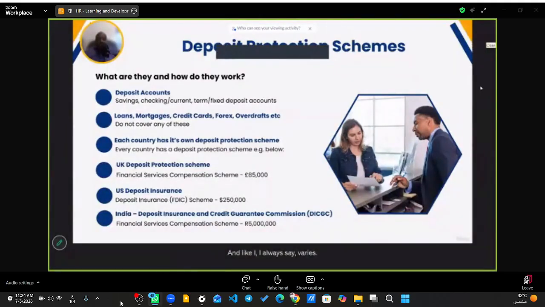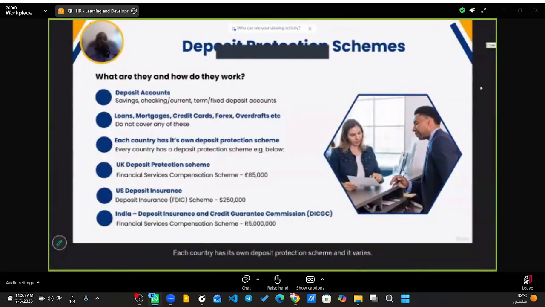And like I always say, it varies. The features and the coverage and the requirements vary depending on the country and the jurisdiction you are in. Loans, mortgages, credit cards, forex, overdrafts, and other products that we've discussed as relates to retail banking are not covered. These are not covered in this particular scheme. Only deposits are covered. So accounts that hold and bear deposits that you put money into the bank.